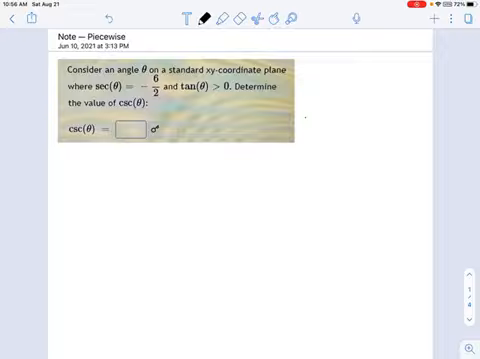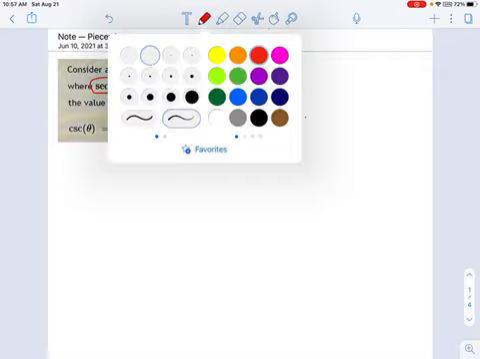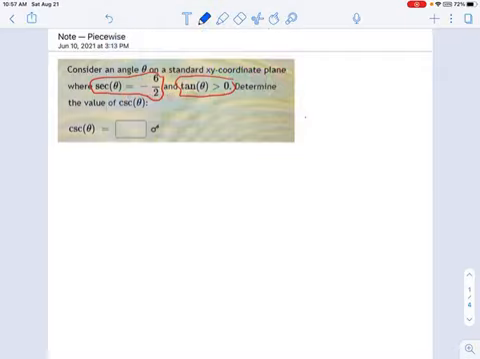Consider an angle on a standard coordinate plane, and then we're told some things about this angle. Let's point out the things. I'm told that the secant of that angle is -6/2, and the tangent of that angle is positive. And then we're told, figure out from these clues what is the cosecant of theta.